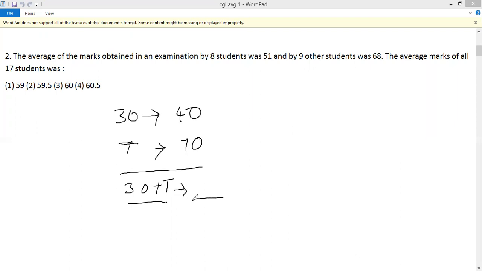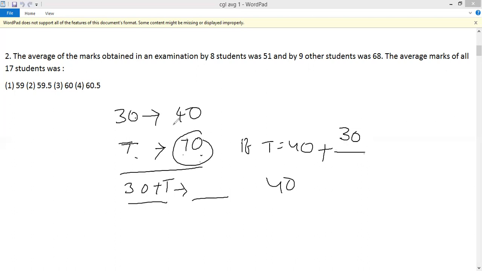Tell me what. Here, if the teacher's age were 40, then the total average would be 40 only, no change. But here, 10 is more. That 10 is shared by how many numbers? 30 plus 1. That 30 is shared by 31 numbers. So the average is 40 plus 30 by 31. Like this.